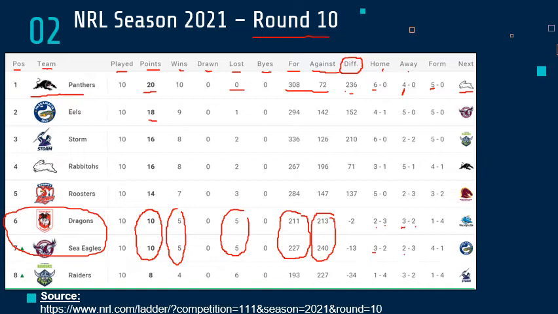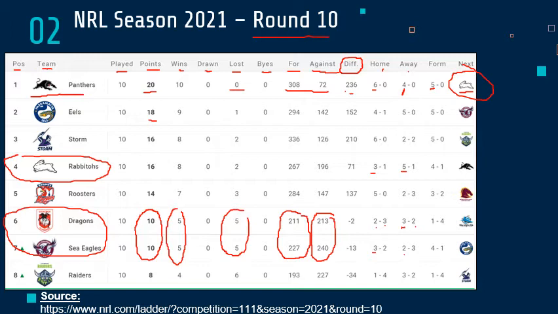And here I can look at who they're playing next. They're playing the Rabbitohs, so I might want to compare. So look at the Rabbitohs team. See, well, are they more likely to win at home or away? Well, they've actually won a lot of away games, so it doesn't really make a difference.